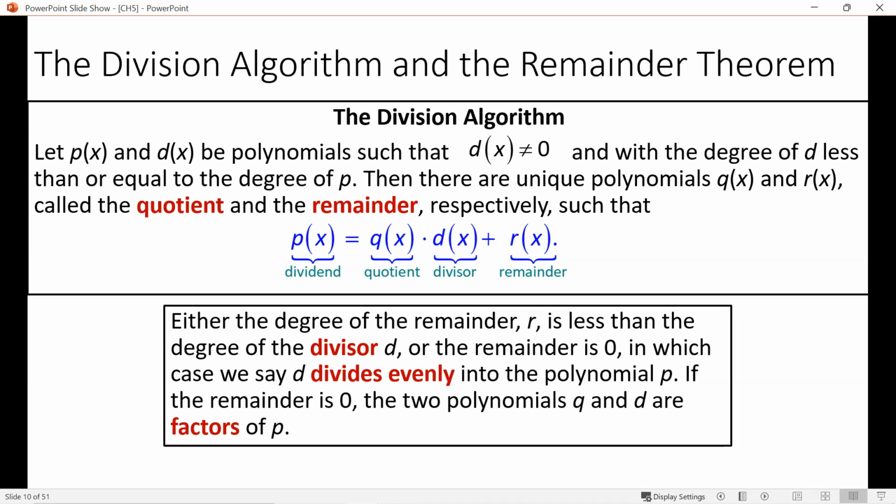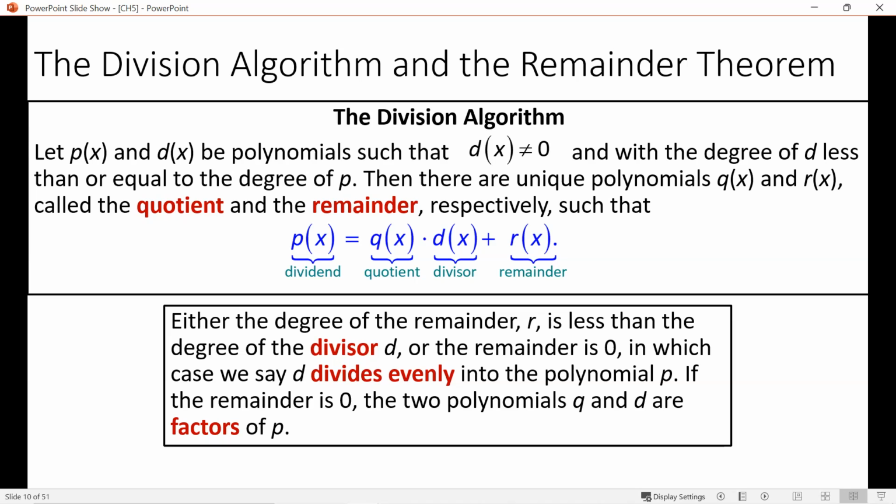So if we have two polynomials, P and D, and the degree of D is going to be smaller than the degree of P, such that we can divide P by D, then once we do that division, there's going to be unique polynomials Q, think quotient here, and R, think remainder, such that our larger degree polynomial P is equal to the quotient times D plus the remainder.